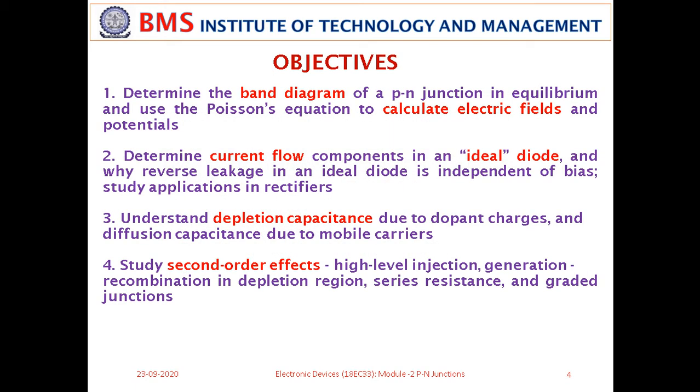Next, coming to the PN junctions, what we are going to see in this module. This module is an application of the theory we discussed in module 1. Here also we need to pay attention to the band diagram of PN junctions, and we need to calculate the electric field in a PN junction. We need to discuss the current flow in an ideal diode and even in a practical diode, and also understand leakage in an ideal diode because of the different bias we apply. We need to understand the different capacitances in the PN junction, namely the depletion capacitance, and also the diffusion capacitance due to the mobile carriers.